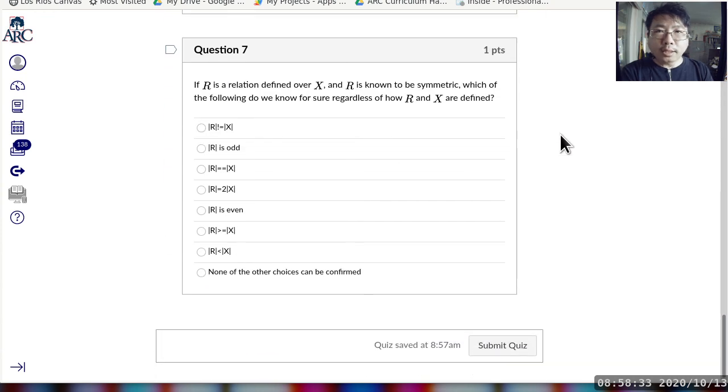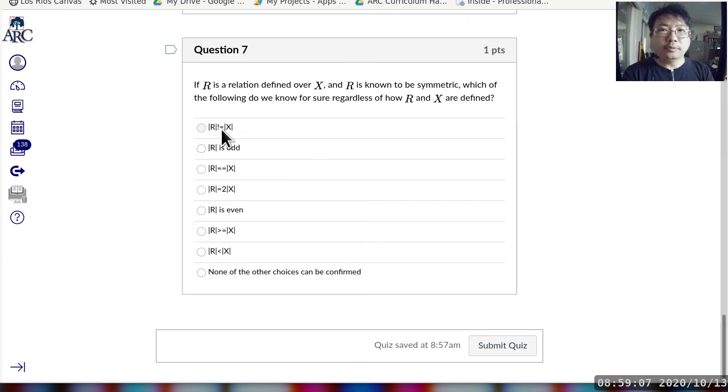So I think this is the last one. The last one says if R is a relation defined over X and R is known to be symmetric, which of the following do we know for sure, regardless of how R and X are defined? So once again, we are looking at the cardinality in this case. Now we have to think about symmetric. Symmetric is kind of a tricky one, because let's look at each one and see if that is guaranteed.